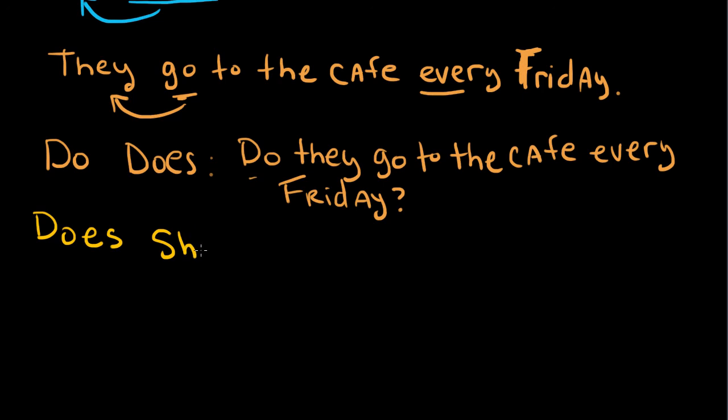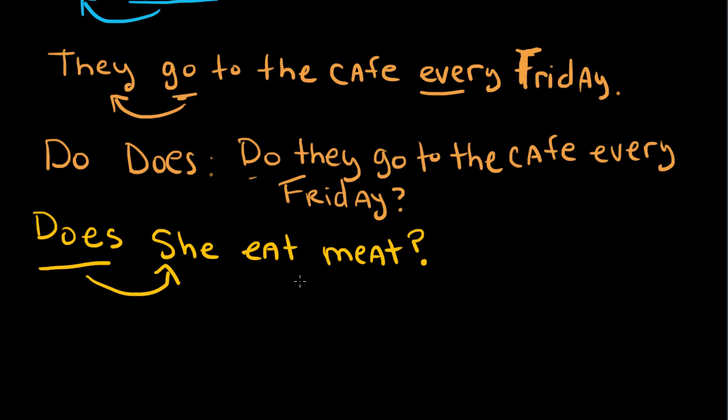Does she eat meat? So here we have does. It goes with the third person. And we make a question with the present simple.